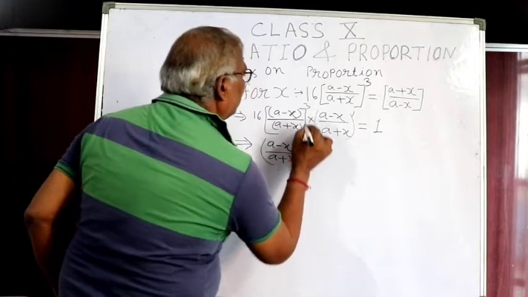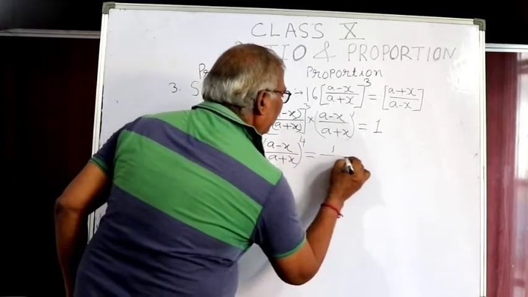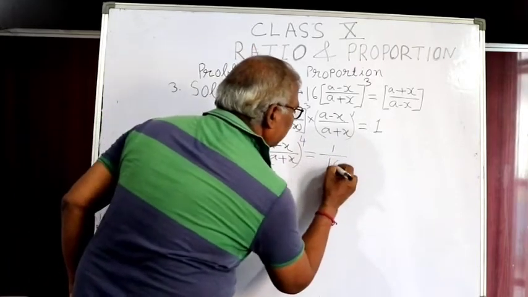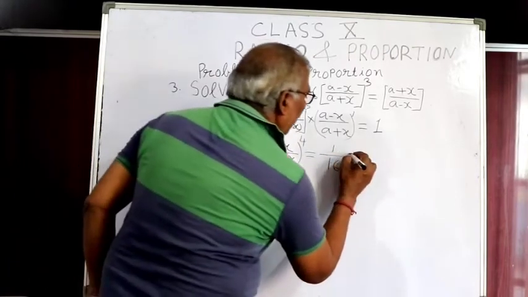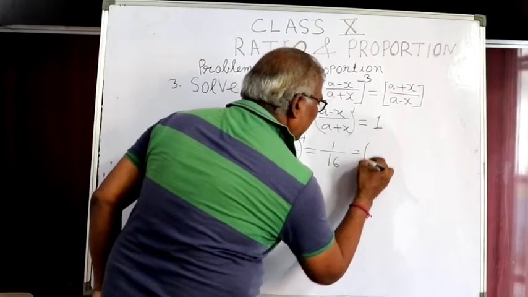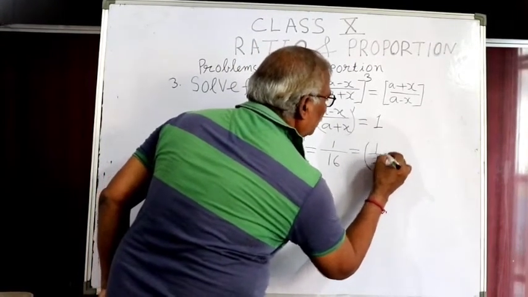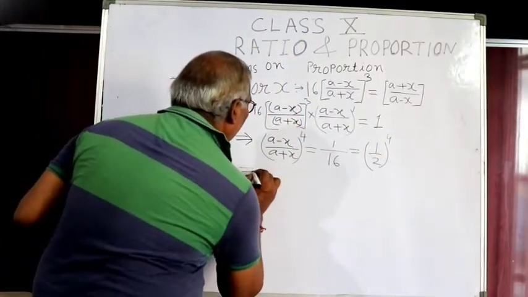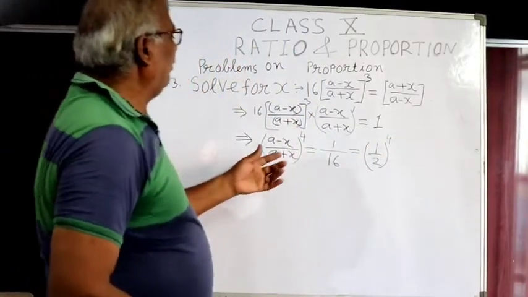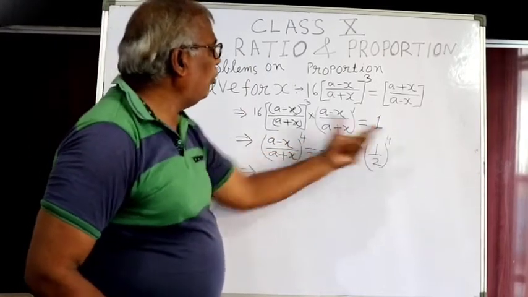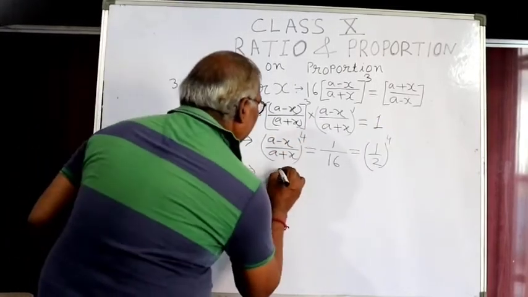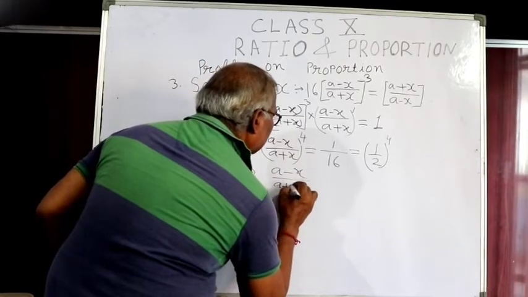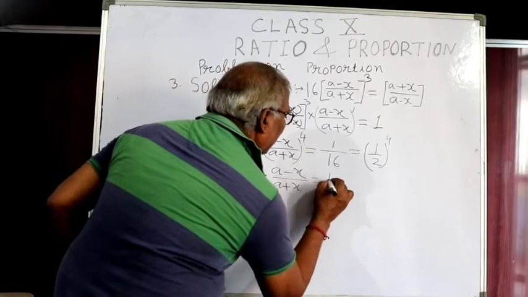This implies that a minus x upon a plus x whole power 4, since 1 power and 3 power add to become 4, and 16 multiplied becomes 16 divided. Now 1 upon 16 can be written as 1 upon 2 to the power 4. So removing the power 4 from both sides, we get a minus x upon a plus x is equal to 1 by 2.